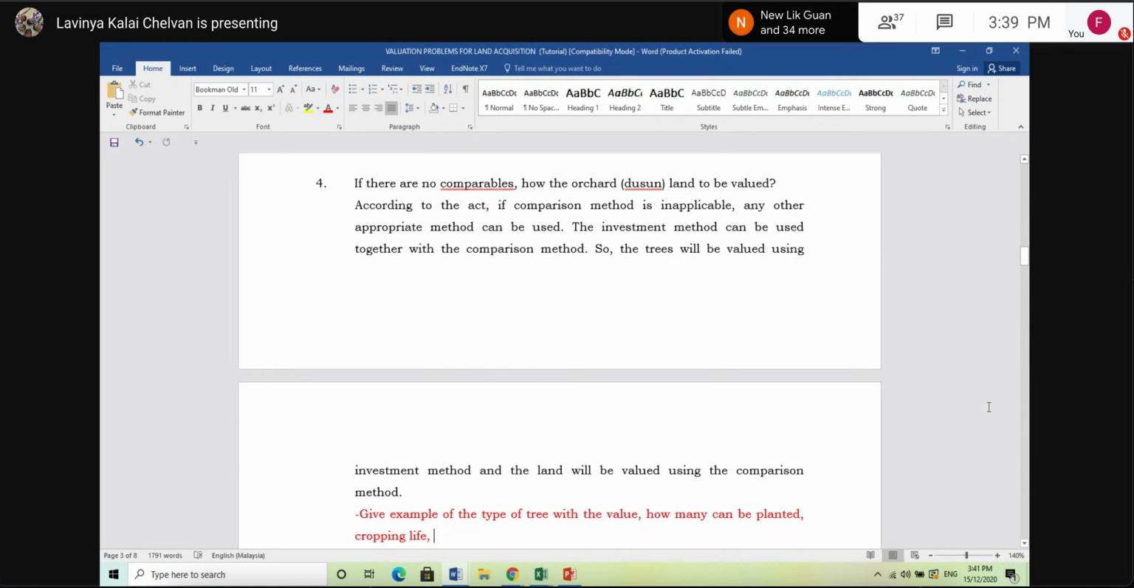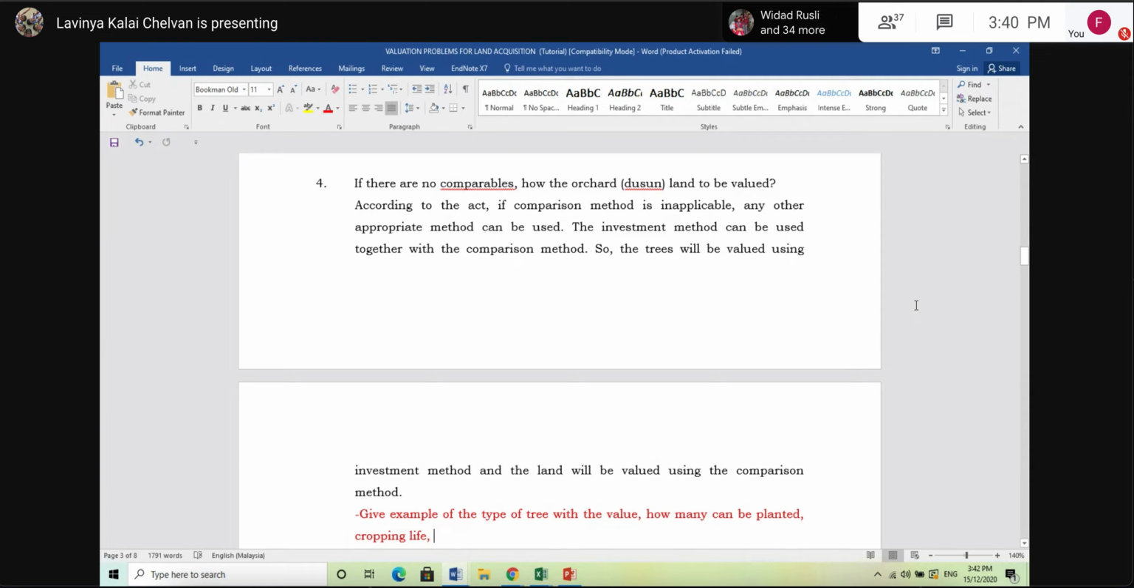Since in this question, no comparable means there is no directly same comparable, which is the dusun land as well. That one is okay. That one, later, the second thought about how to handle this kind of question. But now let's say we try to agree with Labia's idea. There is no comparable, which means the comparison method cannot be used. The question says differently actually. Okay, later.